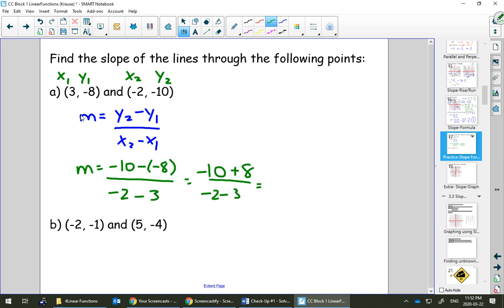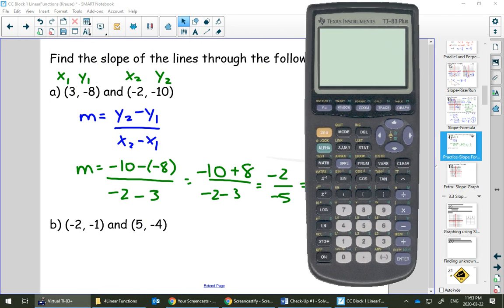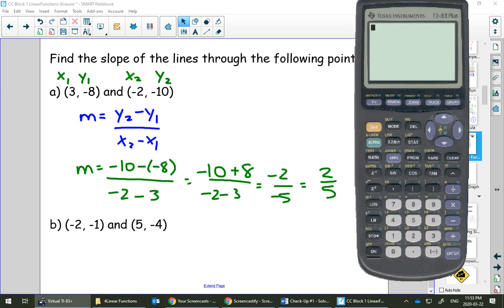So negative 10 plus 8. Negative 10 plus 8 is negative 2. Negative 2 minus 3 is negative 5. And negative makes a positive, so we've got 2 over 5. Again, if you wanted to put this in your calculator in one step, I'll show you that right here. On your calculator, you can go bracket negative 10 minus negative 8, close your bracket, divided by negative 2 minus 3. And we get 0.4. If I math frac that, I get 2/5.